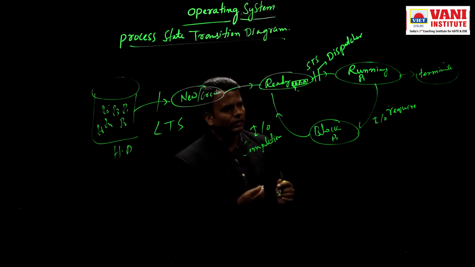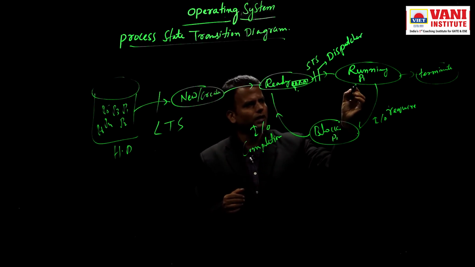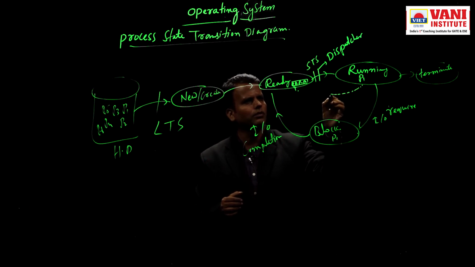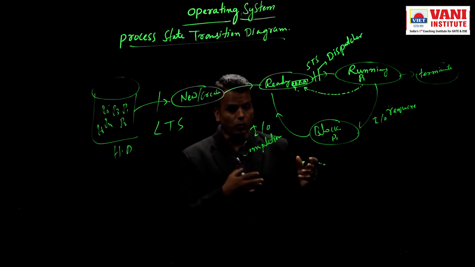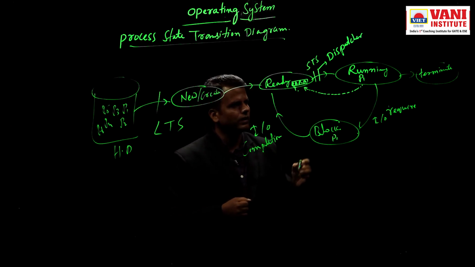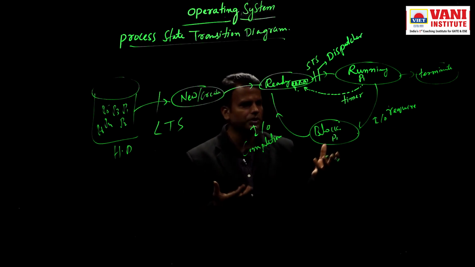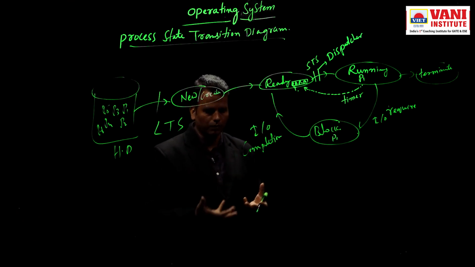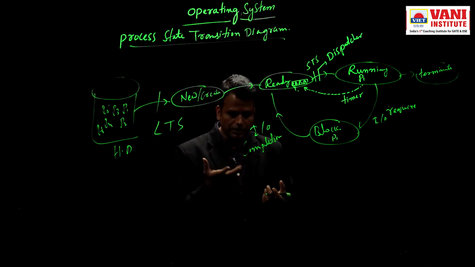To make this preemptive, I need to add one edge. In which direction? I need to add it from running to ready state. Based on what will you preempt a process? Based on the timer. If you are using round robin scheduling, we define the time quantum concept, which I have just discussed in the time sharing operating system.